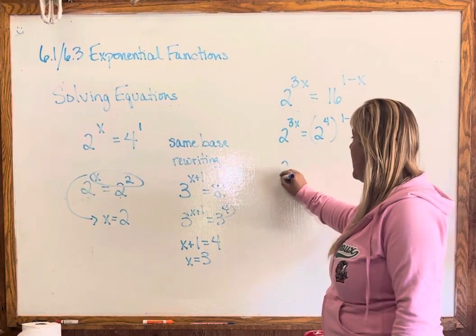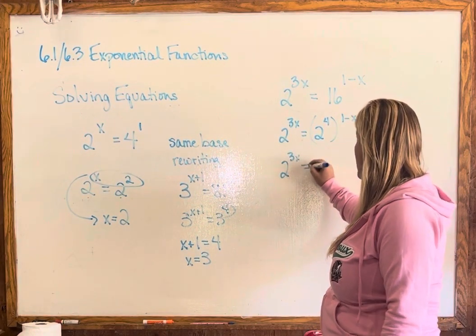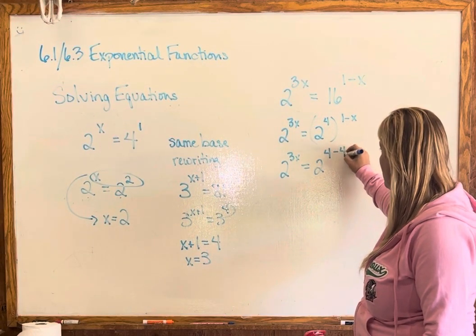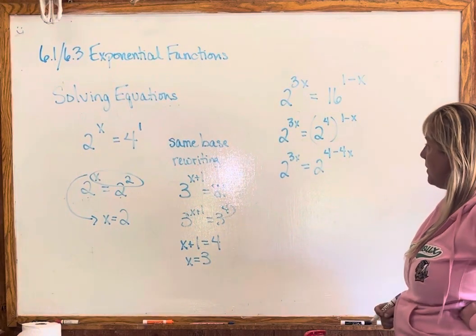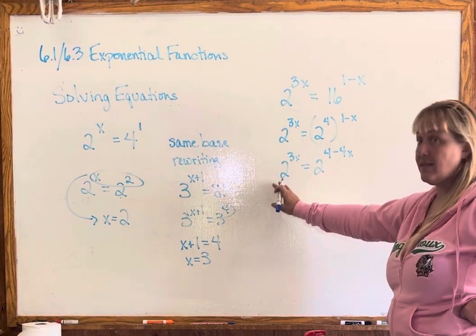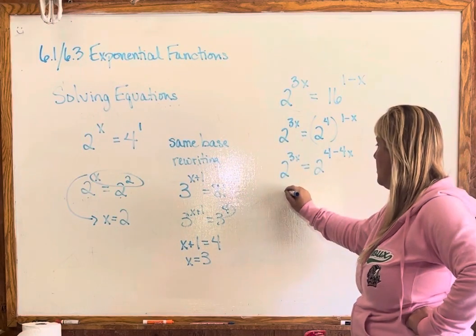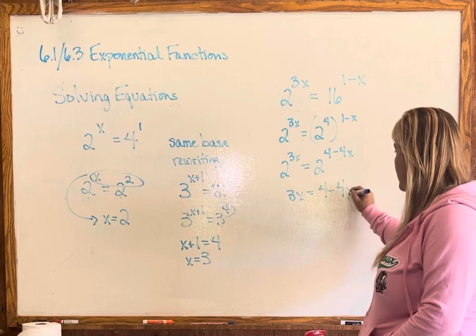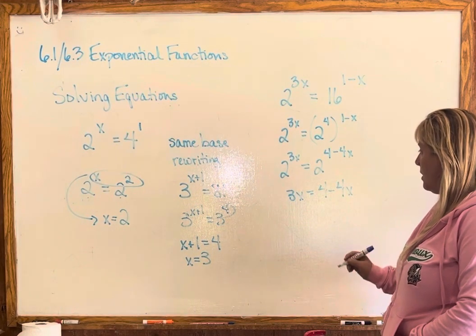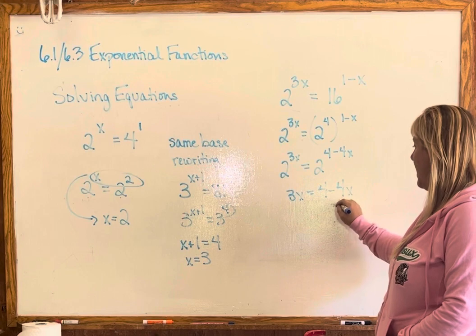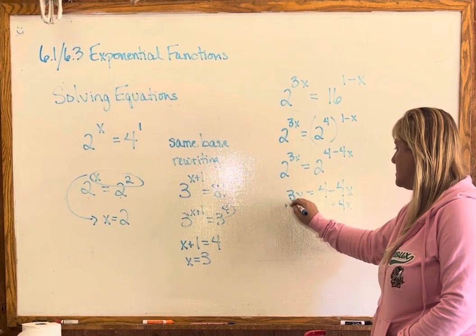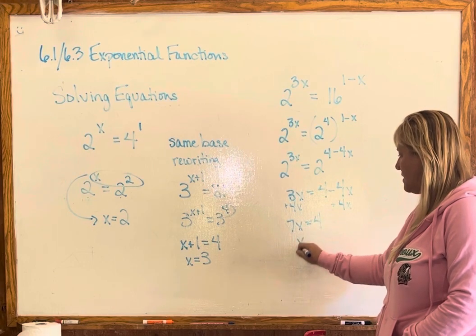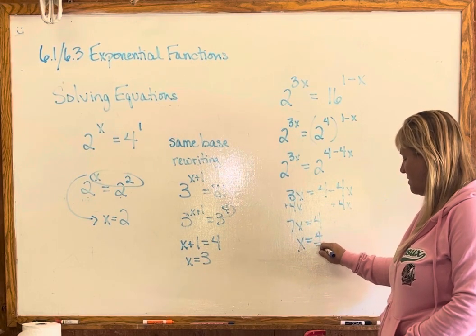So that means that we have 2 to the 3x equals 2, and we need to multiply through to the 4 minus 4x. Now we can get rid of the bases, okay? Ding, ding, they're the same. We say 3x equals 4 minus 4x. So now we just have a regular equation. We'll add 4x to both sides. So I have 7x equals 4, so x equals 4 sevenths.